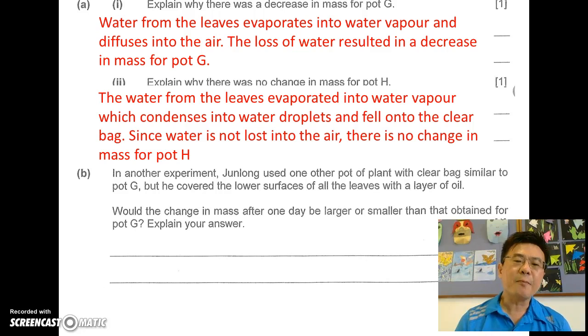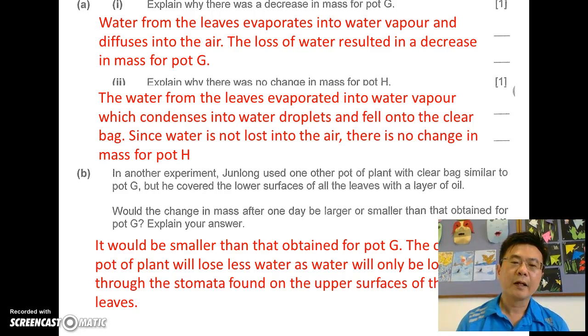Would the change in mass after 1 day be larger or smaller than that obtained for pot G? If Junlong used one other pot of plants with clear bag similar to pot G, but covering the lower surfaces of all the leaves with a layer of oil, it will be smaller than that obtained for pot G, because the other pot of plant will lose less water, as water will only be lost through the stomata found on the upper surfaces of the leaves.